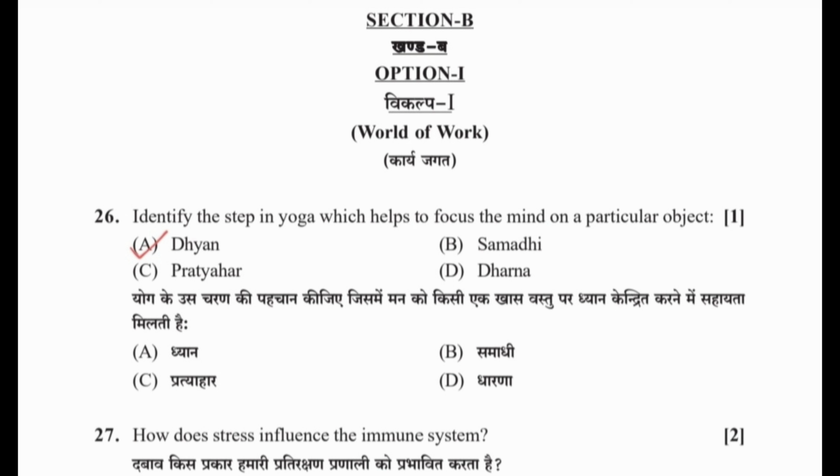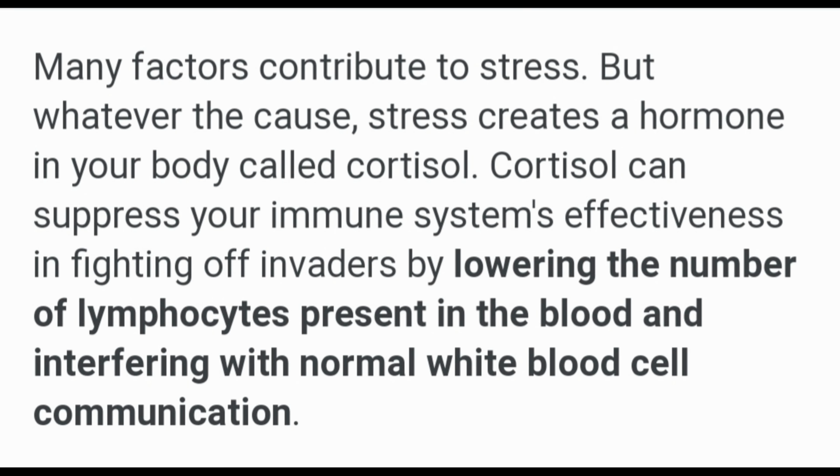Section B. 26. Identify the step in yoga which helps to focus the mind on a particular object. A. Dhyan. 27. How does stress influence the immune system? Many factors contribute to stress, but whatever the cause, stress creates a hormone in your body called cortisol. Cortisol can suppress your immune system's effectiveness in fighting off invaders by lowering the number of lymphocytes present in the blood and interfering with normal white blood cell communication.